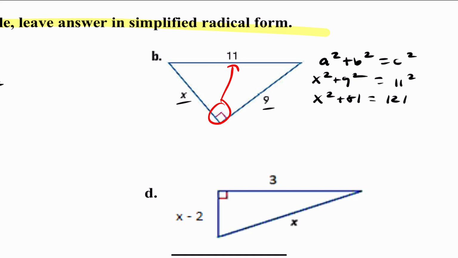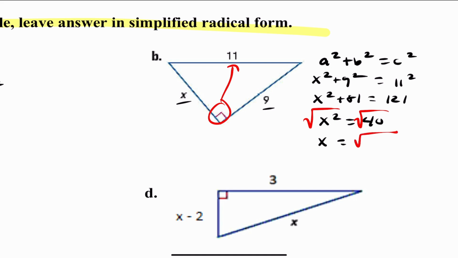I'm going to get x squared by itself. So if I subtract both sides by 81, I'm going to get x squared equals 40. Now, if I take the square root on both sides, well, I'm left with x on the left-hand side, and I have square root of 40. Again, I need to leave my answers in simplified radical form. So I'm going to break down 40.